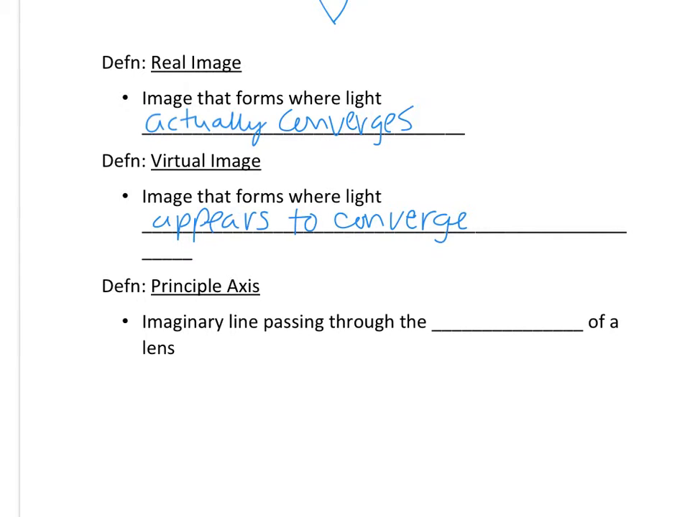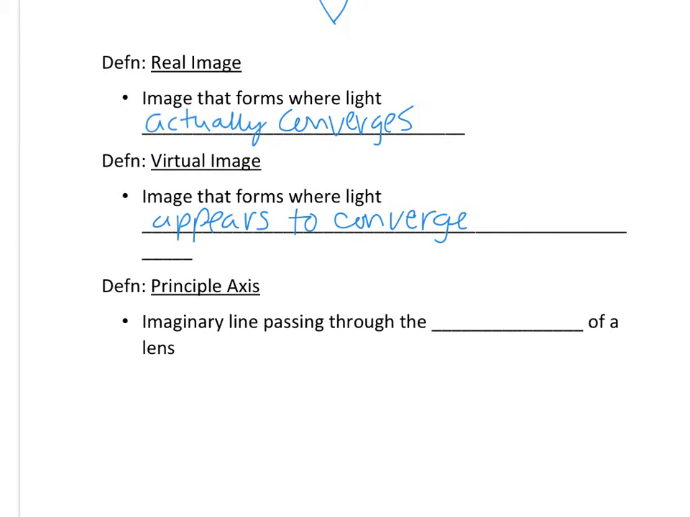Just think in terms of common sense. Virtual reality, it's not real, it just appears real. Whereas with something real you can actually touch it, something virtual you can't, it just looks like it's there.